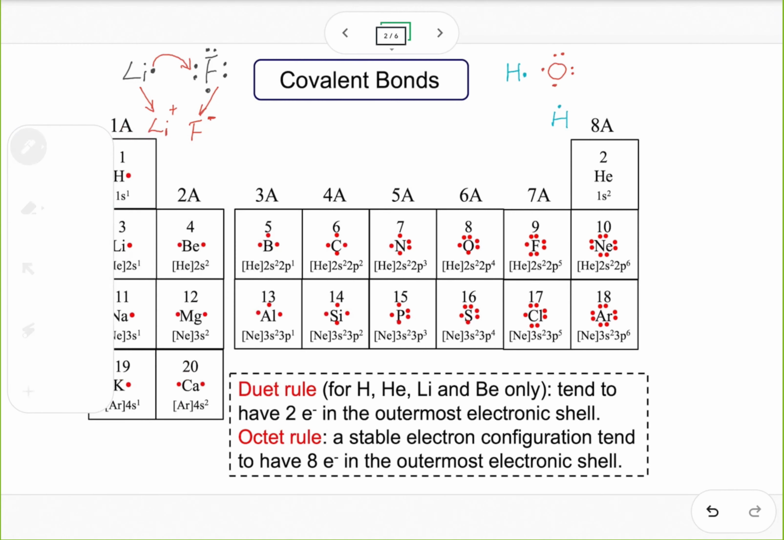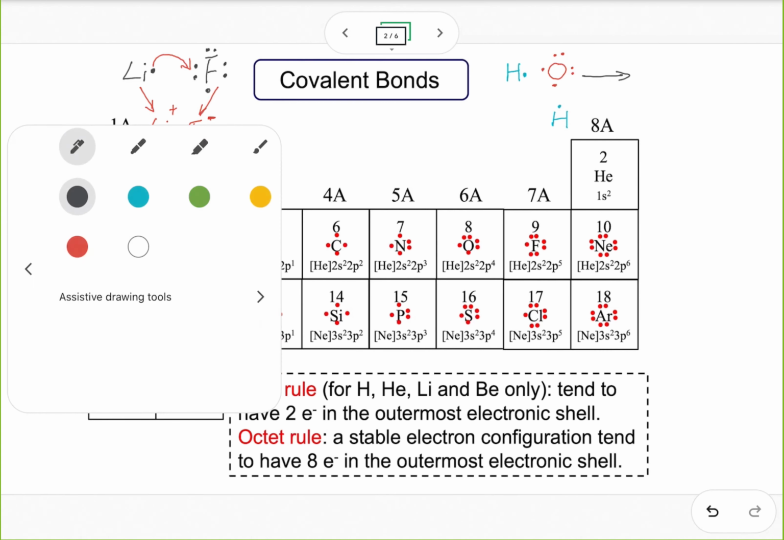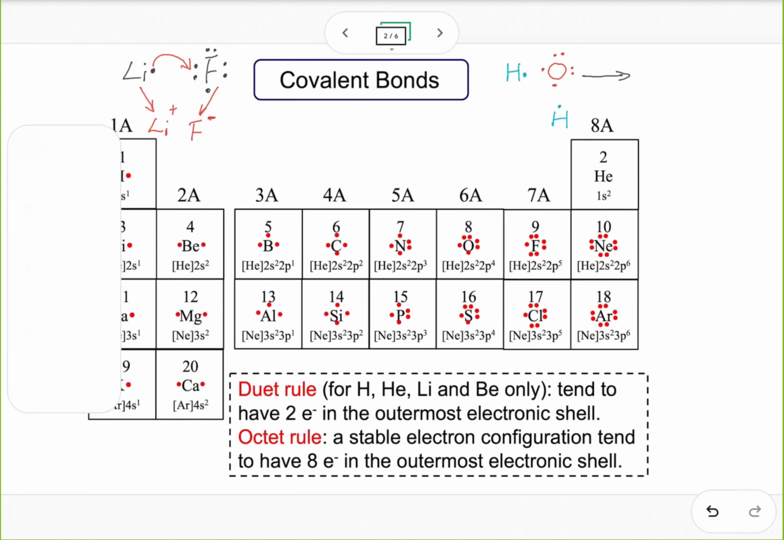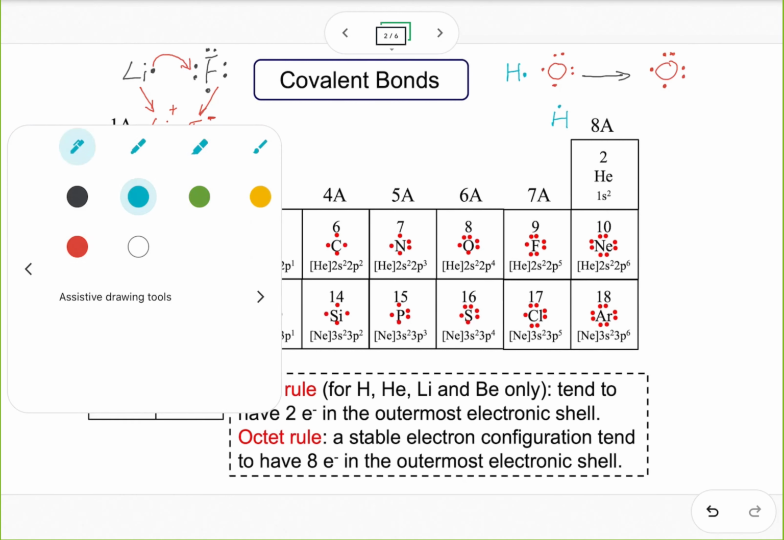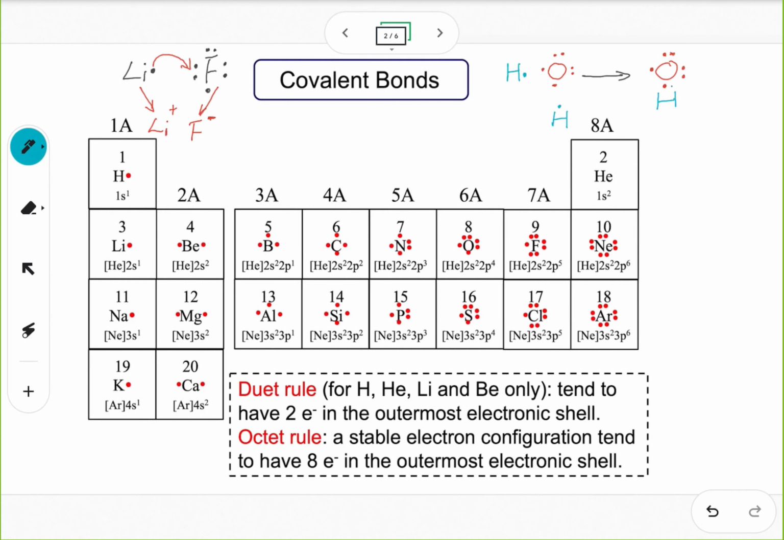Okay, so when the 2 hydrogens and 1 oxygen interact with each other, what will happen is, it will form a water molecule. And in this water molecule, oxygen will share one electron with one hydrogen, okay? So as you notice that now you have two electrons shared by one oxygen-hydrogen pair.